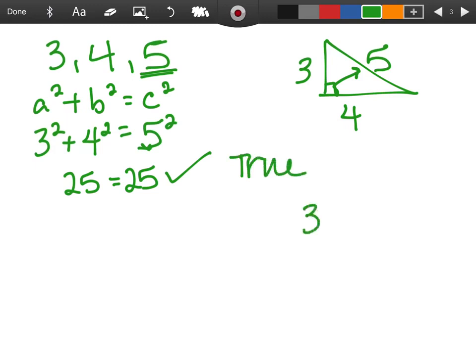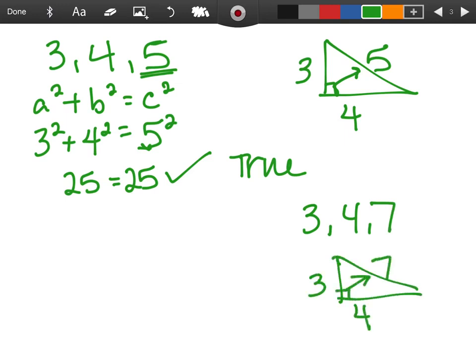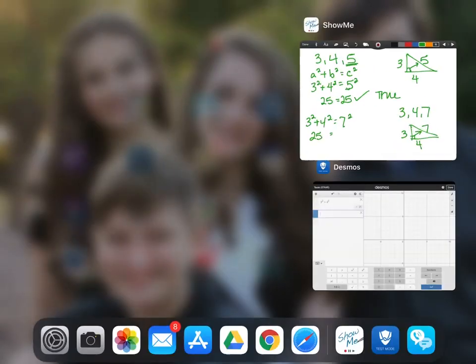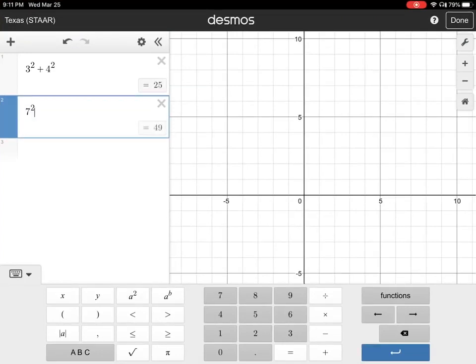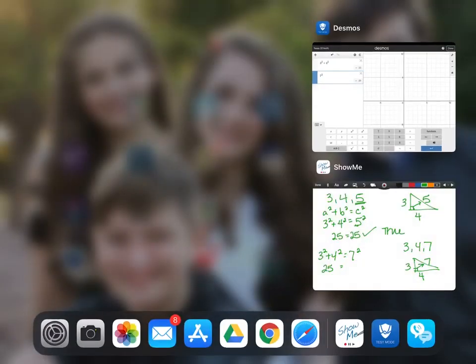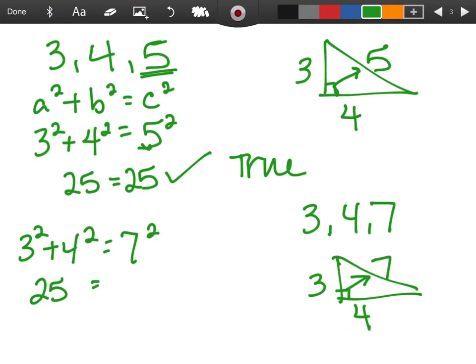Okay, now if I had a 3, 4, 7 triangle, again, here's my triangle, 3, 4, and 7, I can set that up. 3 squared plus 4 squared equals 7 squared. Well, I know 3 squared plus 4 squared is 25. Well, what is 7 squared? If I don't know that off the top of my head, there is no shame at all in going, what's 7 squared? 7 squared is 49. Awesome. I did know what 7 squared was.